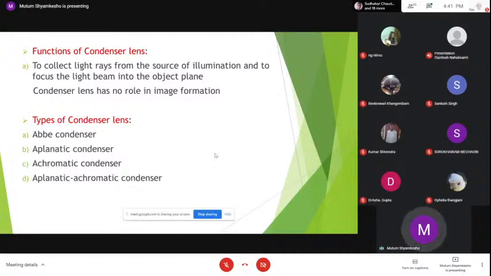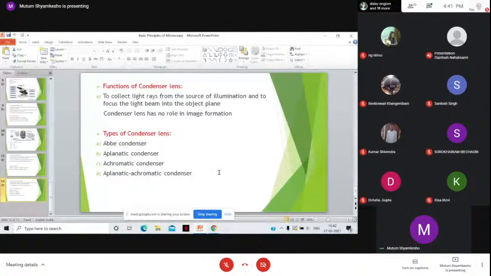And this is up to this one. We have already discussed the basic principles of microscopy with special emphasis on the light microscope.